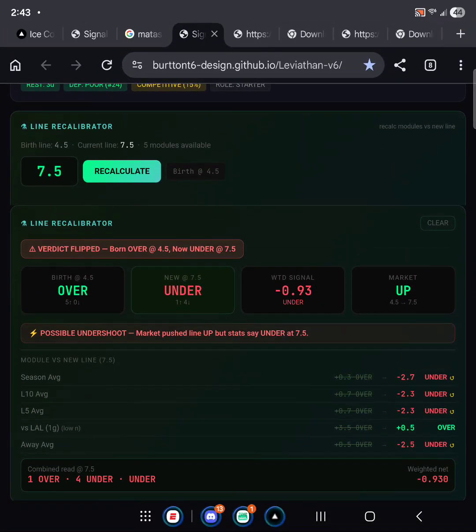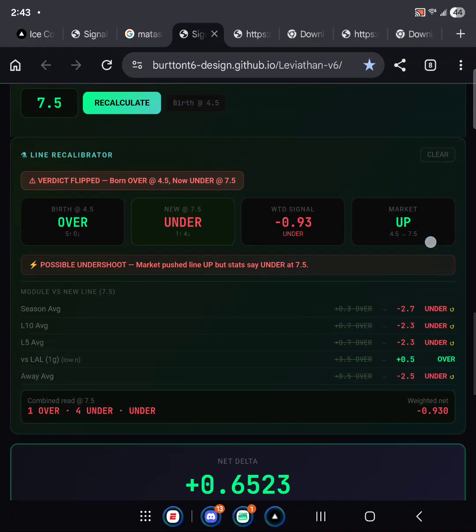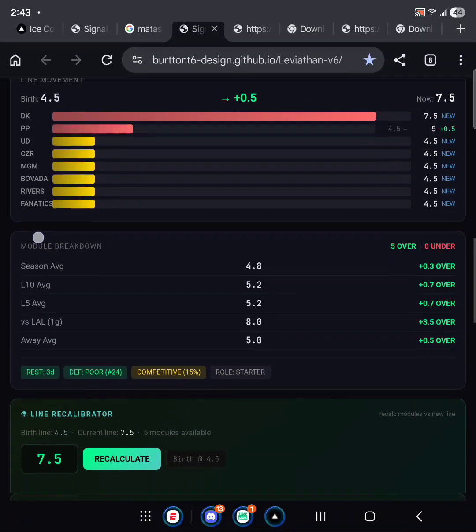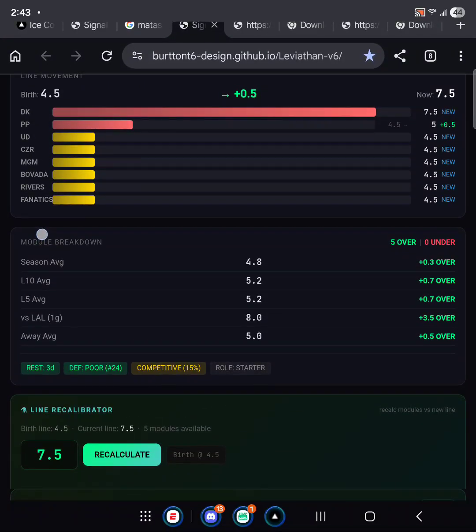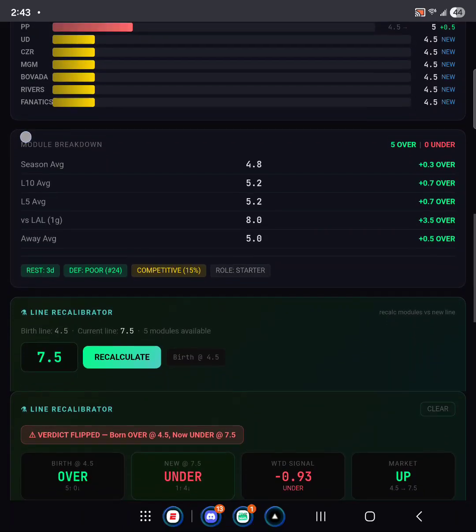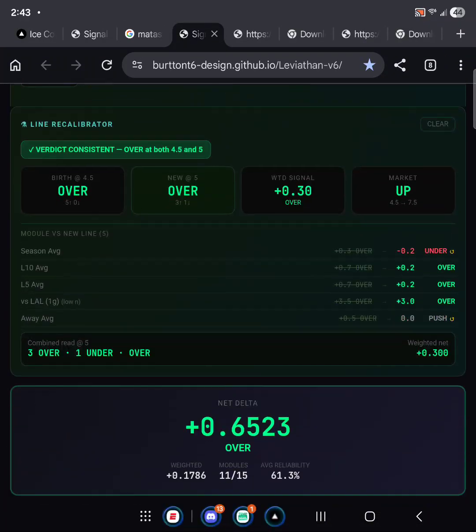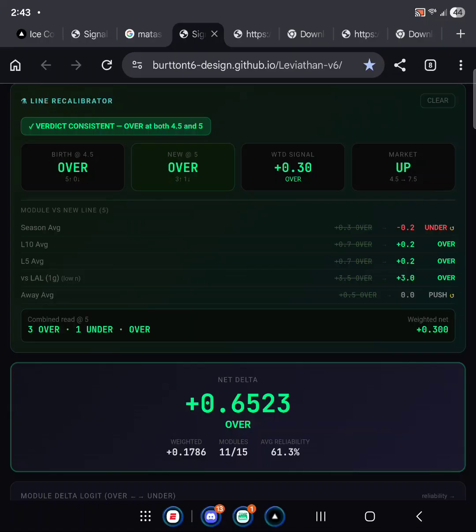So this is the free version, and this doesn't really tell you too much, but it tells you, hey, wait, first we got to recalibrate it, because it's not at 7.5. It's at, if you were betting on Prize Picks, it's at 5. So we recalibrate it actually. So now you got his last 5 over that, his last 10 over that, and then him against the Lakers is over that as well.